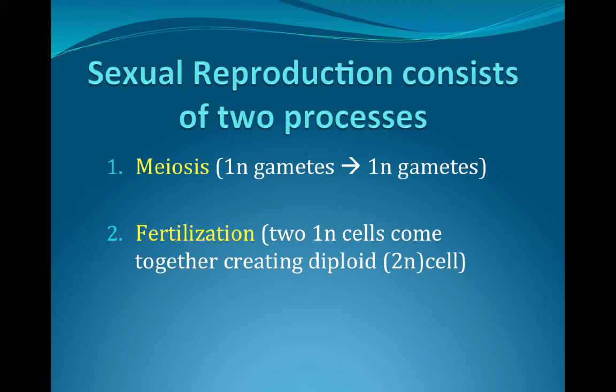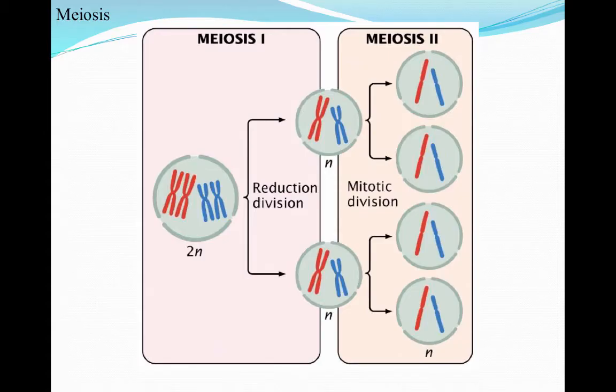Meiosis is where we're taking one copy of a gamete and turning it into a 1N gamete. Fertilization is where we take two 1N gametes, or two 1N cells, and those two come together and create a diploid. So meiosis is broken up into two major steps, meiosis 1 and meiosis 2.